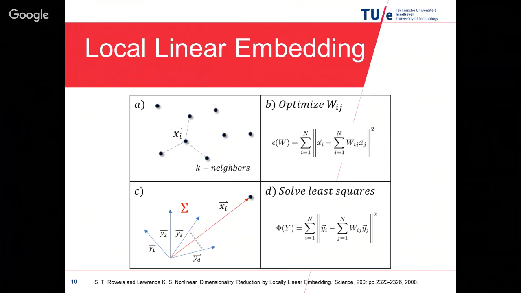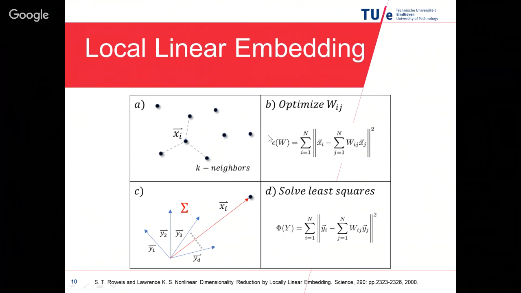The second method is local linear embedding. The first part of local linear embedding is to identify for each data point its neighbors. It could be, for example, with the k-nearest neighbors algorithm, which just takes the k closest data points for each point, xi, for example. And then we would like to create a linear combination with certain weights, wij, which relates all the data points with respect to the data point we want to reconstruct.